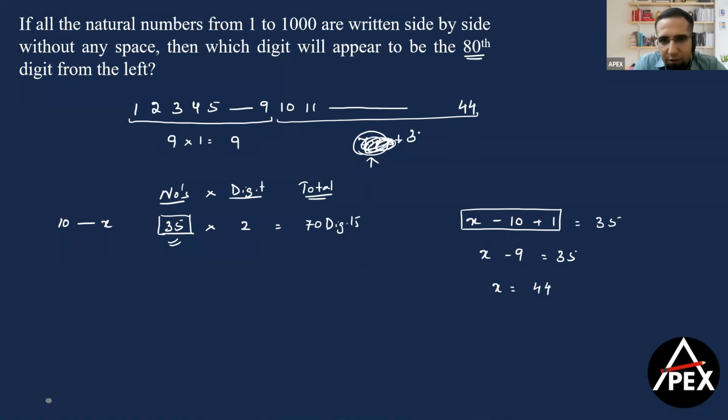These are how many numbers? 35 numbers. Each number is a two-digit number. That means I've written how many digits? I've written 70 digits. So 70 digits are written here and 9 digits are written here. So 70 plus 9 becomes 79.